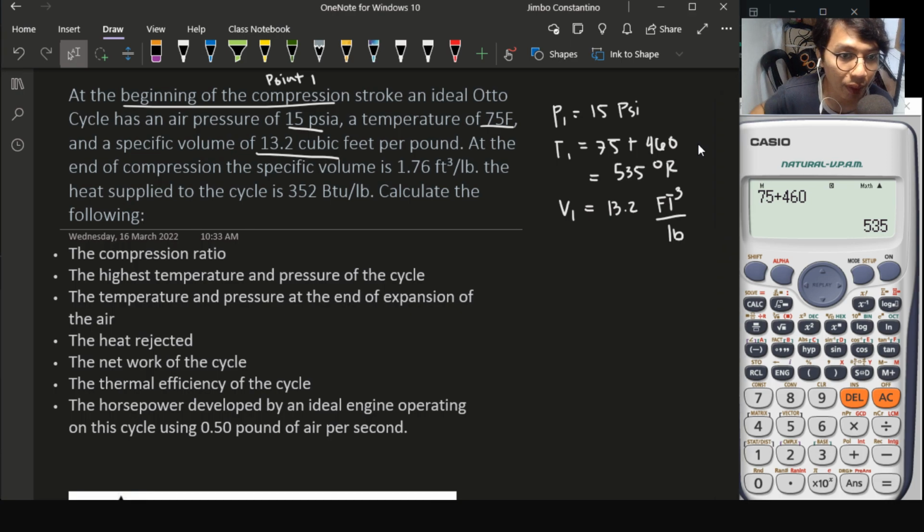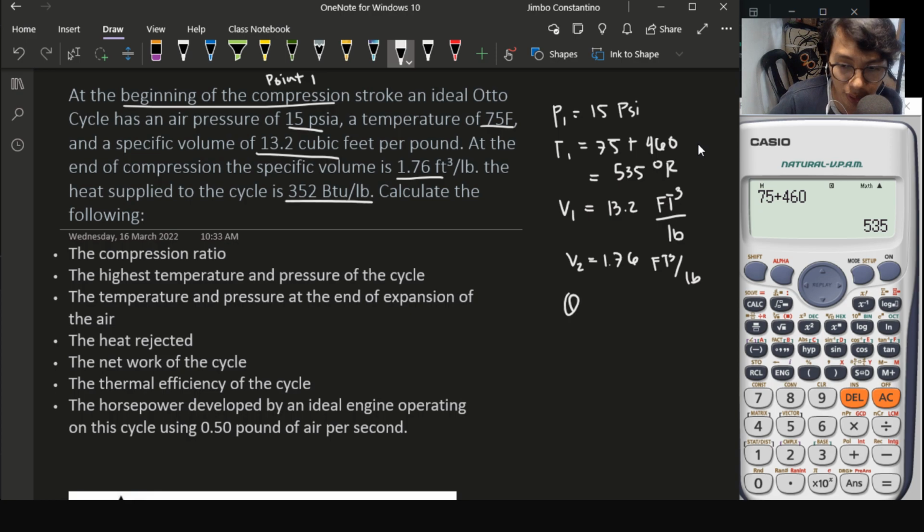Ayan. So, next statement, at the end of the compression, the specific volume is 1.76. So, binigay na kagad yung V2. Cubic foot per pound. The heat supplied to the cycle is 352. Binigyan ka na rin ng QA. 352 BTU per pound. Now, you calculate the following.